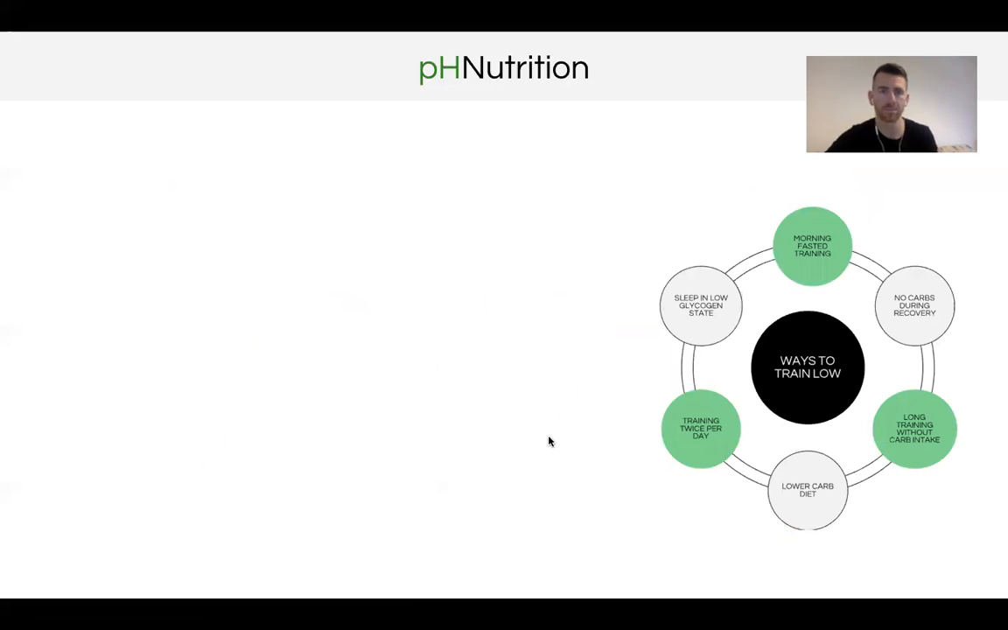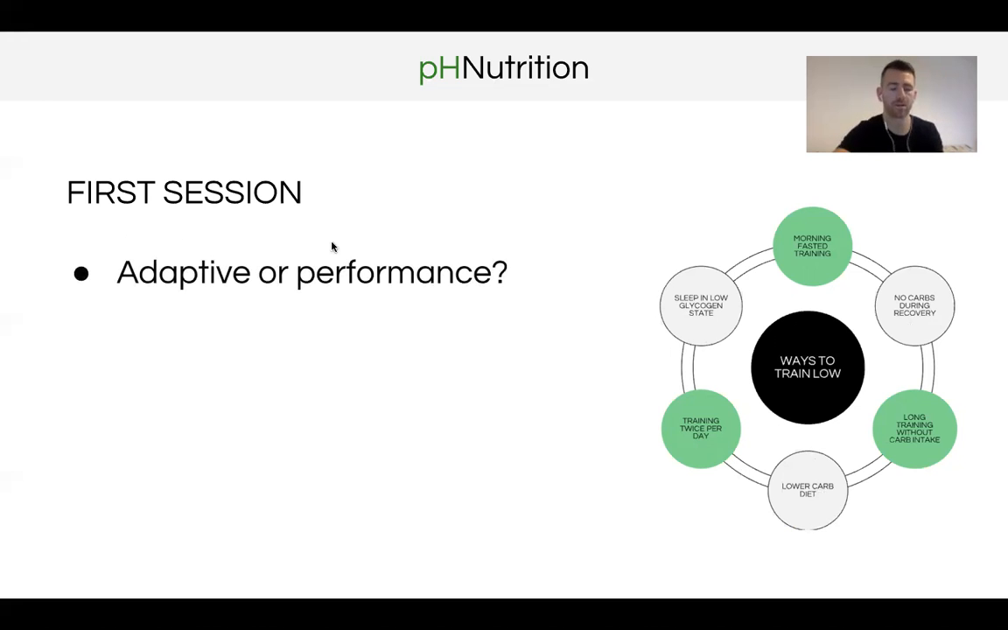So just a quick recap, first session. Training low, there's a link to an article about this in a minute. So morning fasted training, we talked about this. We don't necessarily think that this is a good strategy, especially if you're doing 2 a day, no carbs during recovery, but we will talk about how to do that potentially in a future video. Long training without carbohydrate intake can be like fasted training. Like Tom said, he maybe does 30-40 minutes in the morning, longer, slower intensity training, training twice a day, and then sleeping in a low glycogen state. Again, we'll talk about that in the future.